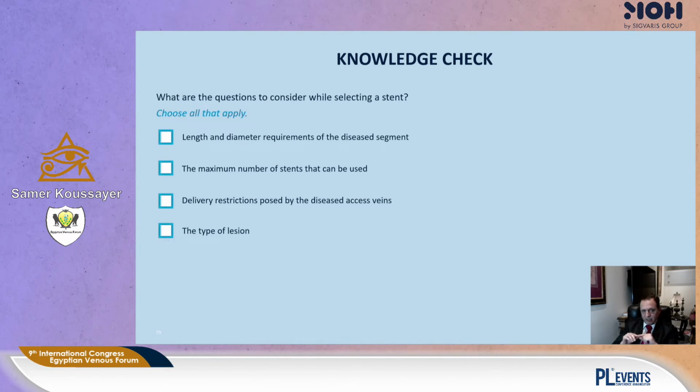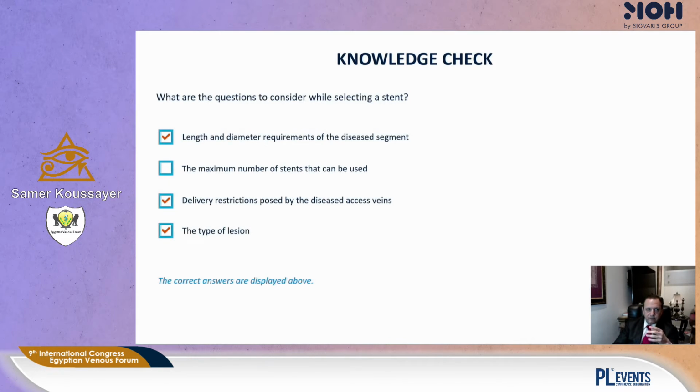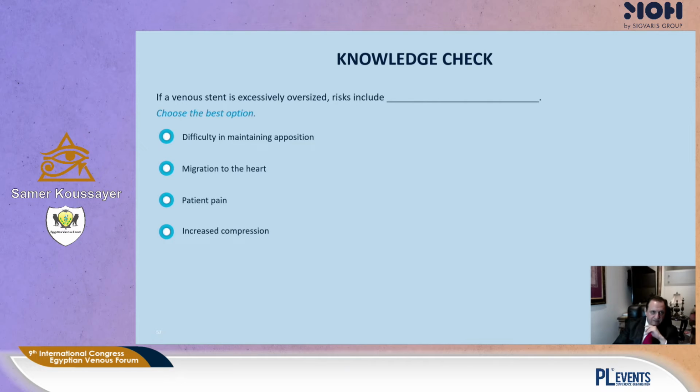So that is why I need to use a long stent to minimize the number of stents. The more stents you put, the more overlap, the more problems. Delivery restrictions posed by the diseased access vessel, yes, because it may change your plan. And of course, the type of the lesion is very important. Is it compression, or is it fibrotic, or is it post-thrombotic? You have to know that. So this would be the answer.